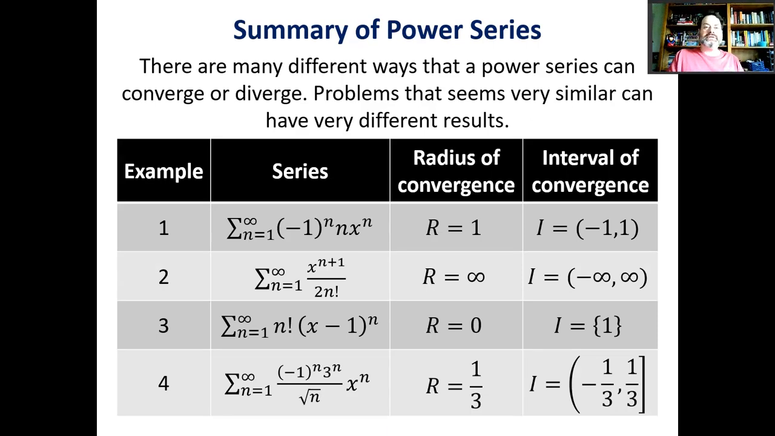So there are many ways that a power series can converge or diverge. Problems that seem very similar can have very different results. So these don't look like vastly different types of problems, but it turns out they are, right? The radius of convergence was different for each one. The interval of convergence was different than each one. And some of them had single endpoints that converge. You might see some where both endpoints converge. You have to check everything.